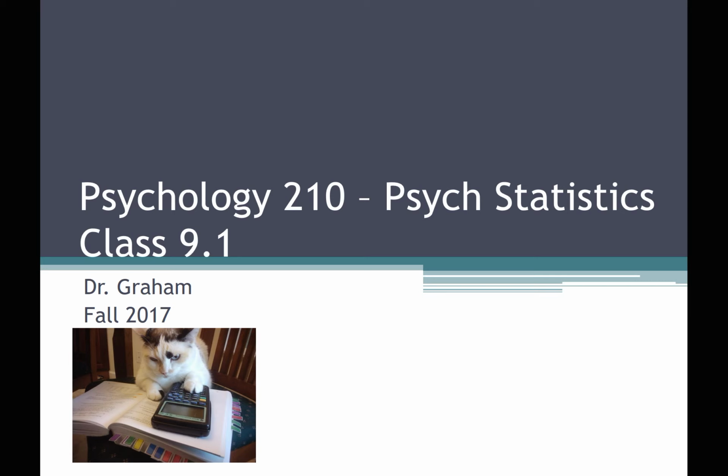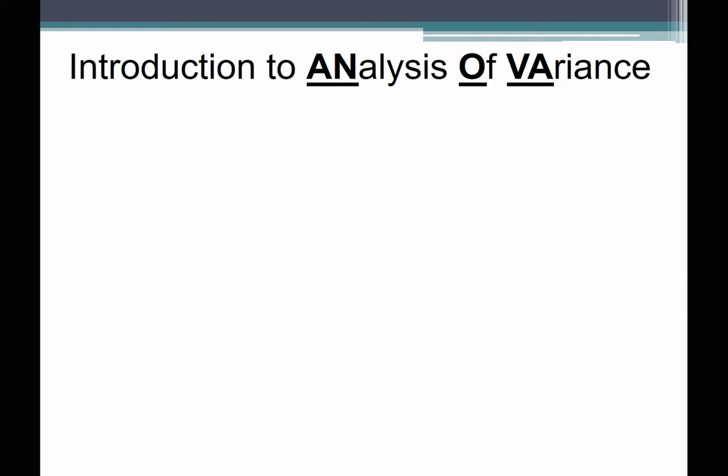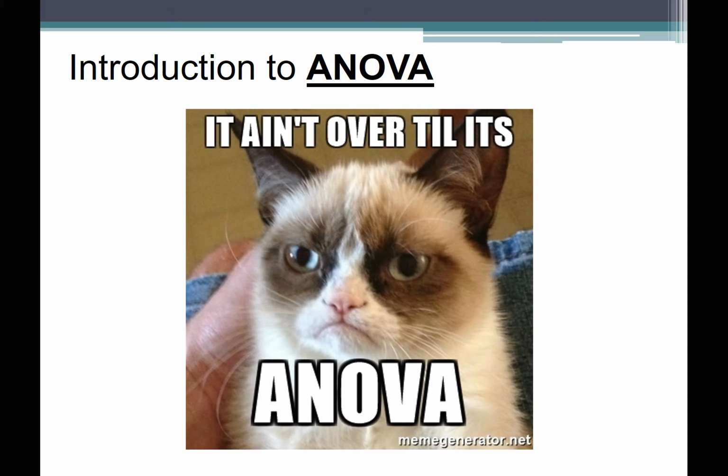So this is what we're moving into now. We're moving into working with ANOVA. So this is the introduction to analysis of variance. And where does that term ANOVA come from? Well, it comes from those first two letters, the O of analysis and the VA of variance. So that's where ANOVA comes from. Okay.